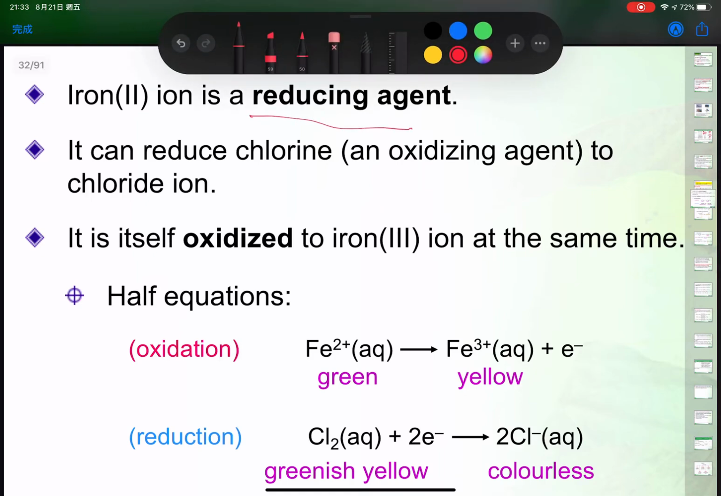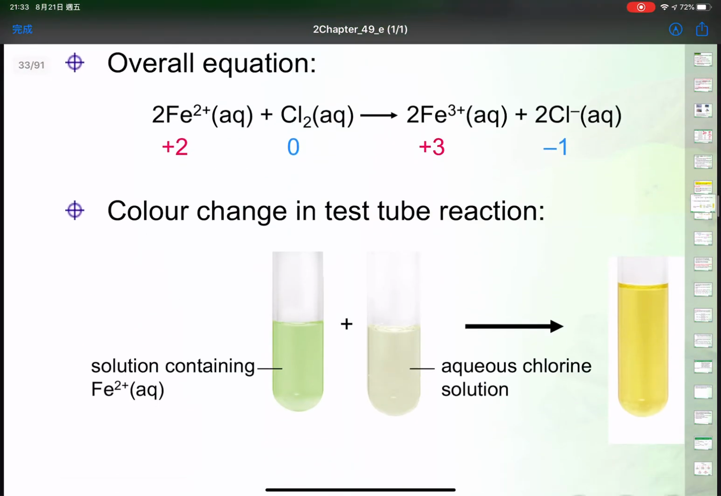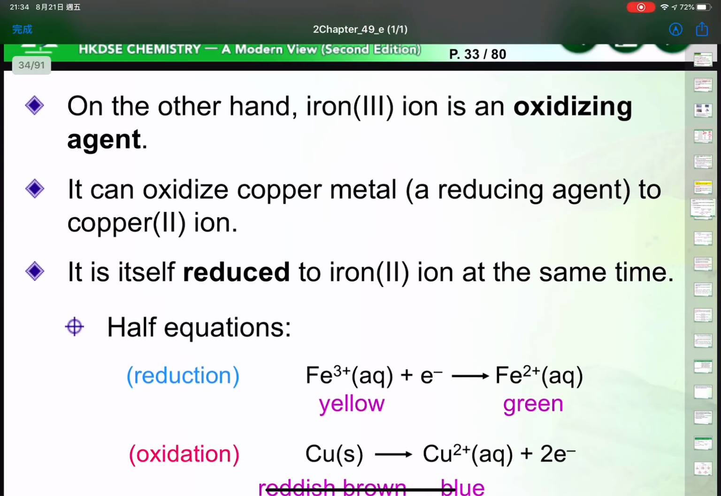Why? Because the low oxidation state will be the reducing agent. So this can be a reducing agent, means it can do the oxidation. So iron 2 doing oxidation, they will change to iron 3. Okay, just like iron 2 reduces chlorine, which will be the oxidizing agent. This is the redox. I won't go through it in detail. And this is the result. Okay. And also on the other hand, iron 3 can be an oxidizing agent. Oxidizing agent means they will do a reduction. Okay, so therefore you can see they're doing the reduction like this. And on the other hand, the copper will act as the reducing agent by doing the oxidation. Okay.